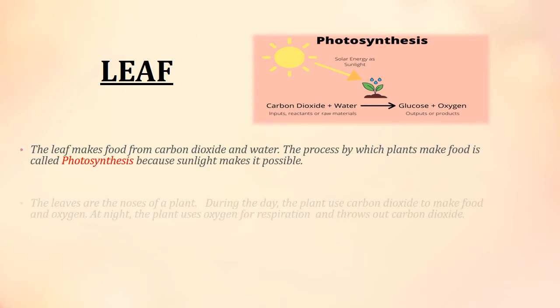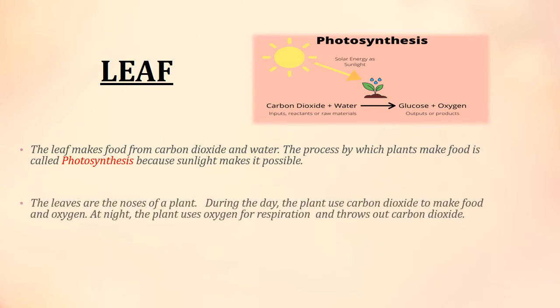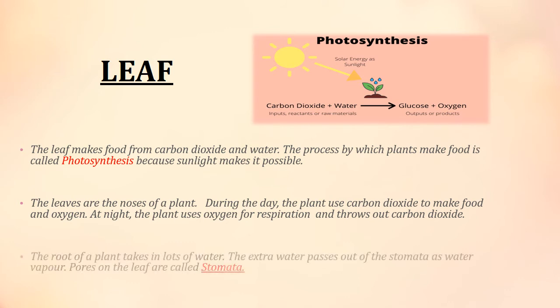The leaves are the noses of a plant. During the day, the plant uses carbon dioxide to make food and oxygen. At night, the plant uses oxygen for respiration and throws out carbon dioxide. Third point, the root of a plant takes in lots of water. The extra water passes out of the stomata as water vapor. Pores on the leaves are called stomata.